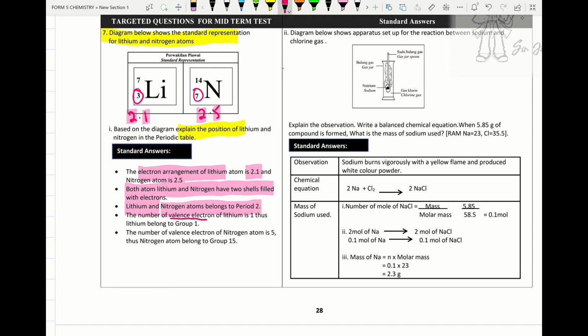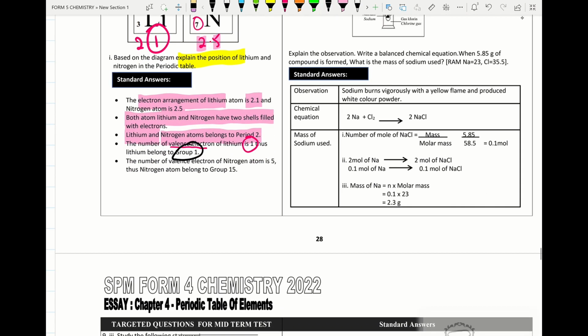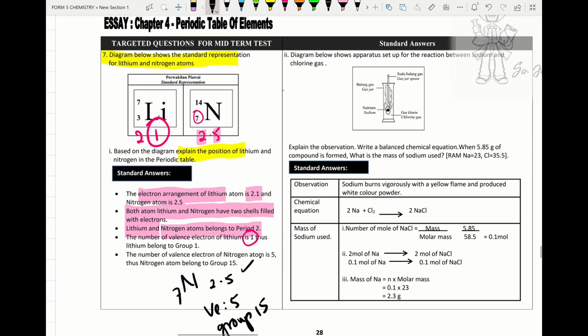The number of valence electron of lithium is 1. So if we check the electron arrangement 2.1, it has one valence electron, therefore it belongs to group 1. And the number of valence electron in nitrogen 2.5 is 5, so it belongs to group 15. So nitrogen belongs to group 15. So we move on to the next question.